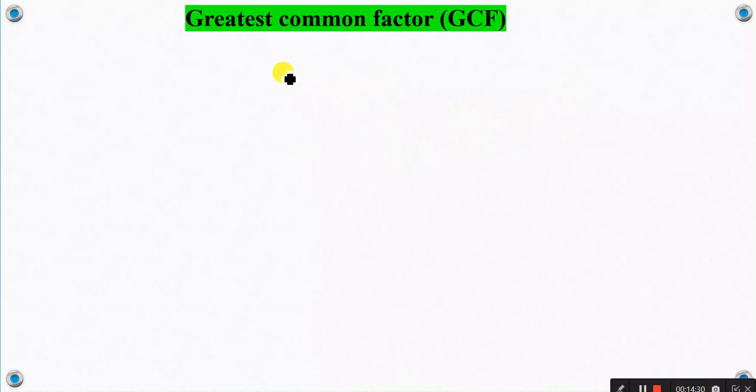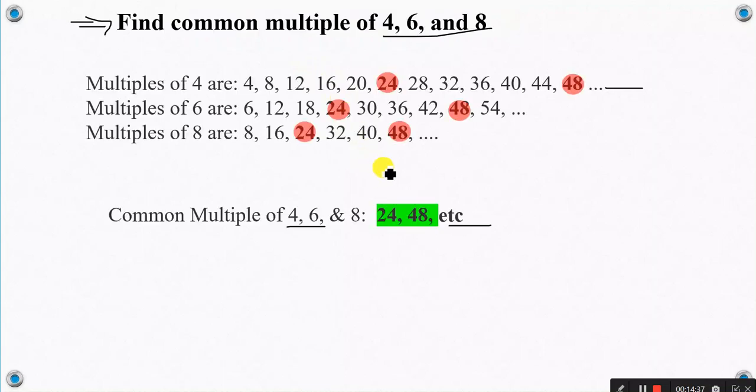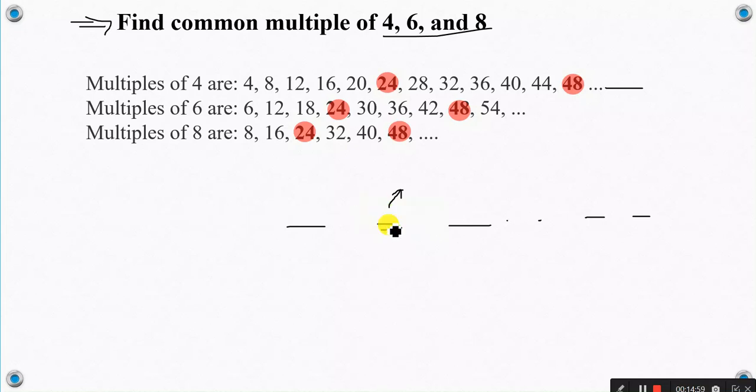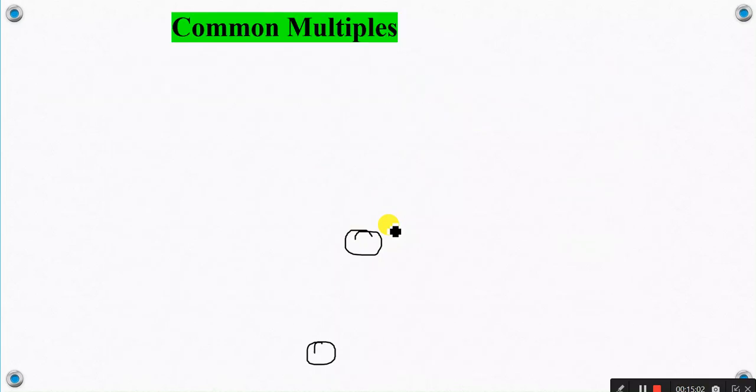Next we see the least common multiple in the list of common multiples. As we see, for example, the common multiples of 4, 6 and 8 are 24, 48, and it is continuous. So the least common multiple for these three numbers is 24. So we say this is the least common multiple.